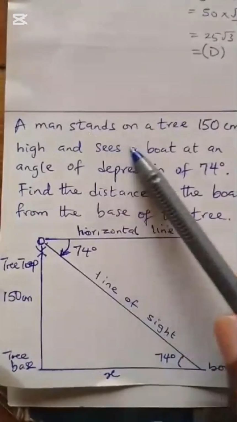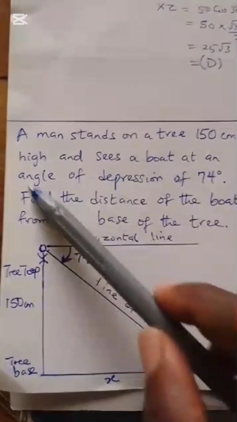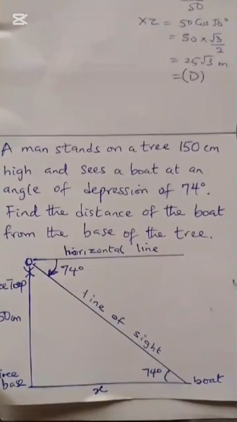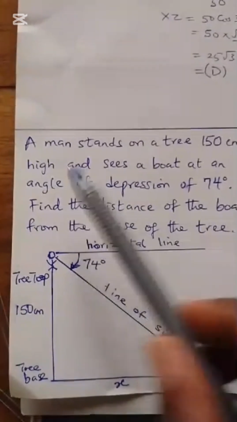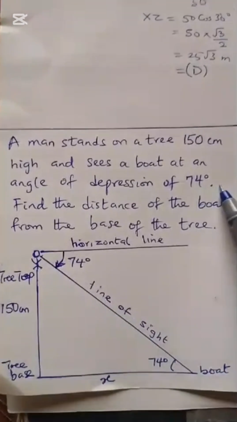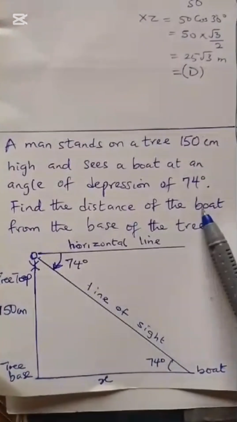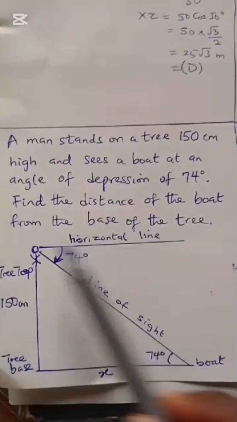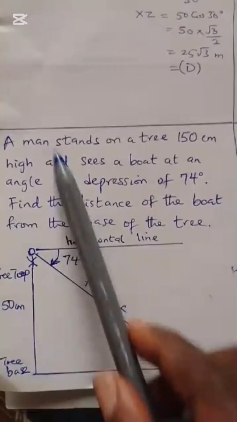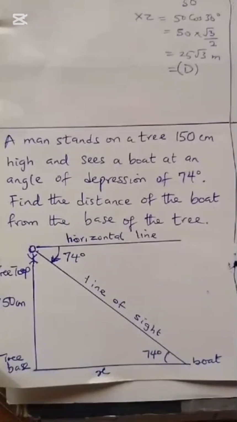Alright, so a man stands on a tree 150 centimeters high and sees a boat at an angle of depression of 74 degrees. Find the distance of the boat from the base of the tree. So he stands on the tree 150 centimeters high.